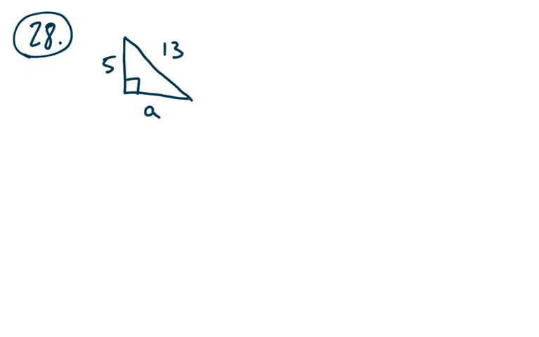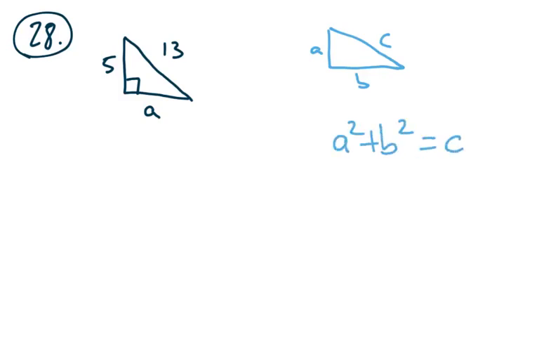Now 28 is trying to use applications of what we've discussed to solve higher level problems. This question is asking you to recall something called Pythagorean Theorem, which, if you don't recall from your high school days, is a squared plus b squared equals c squared.